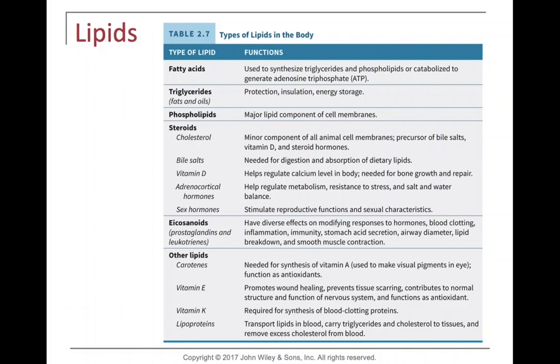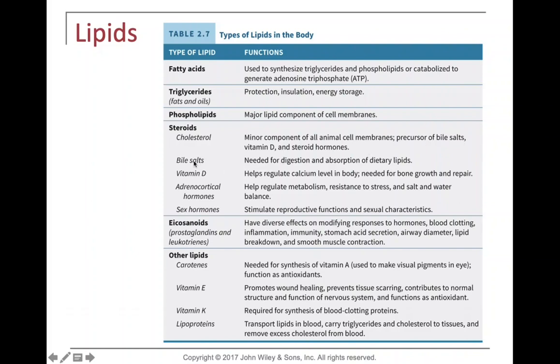Steroids is another classification. You could see sterol in cholesterol, right? There's the steroid. Cholesterol is a component of animal cell membranes. It makes up about 20% of the cell membrane. It's the precursor to bile salts.